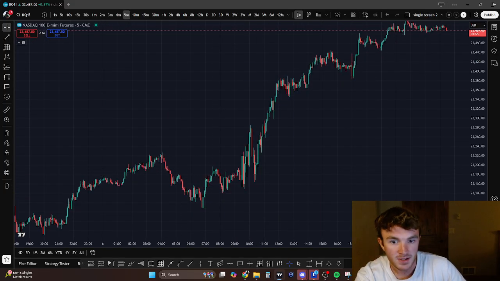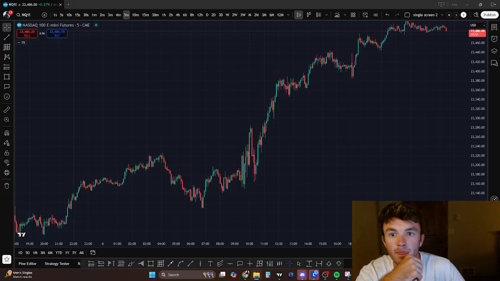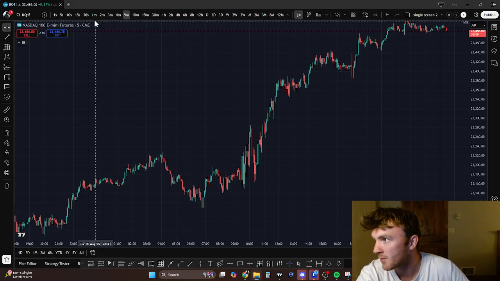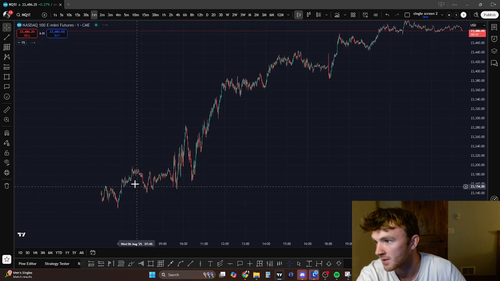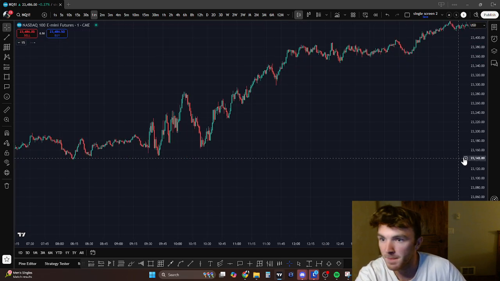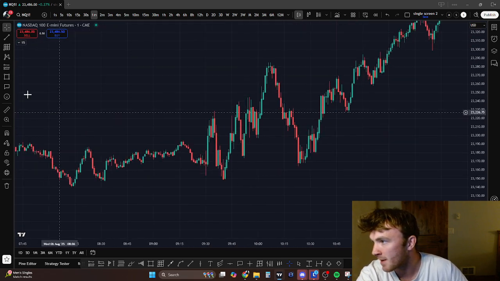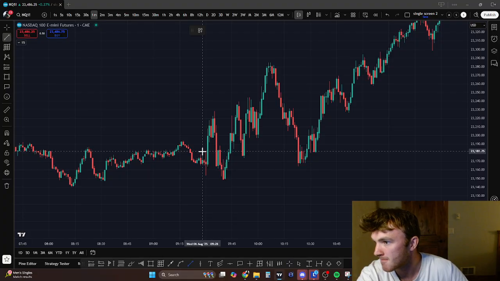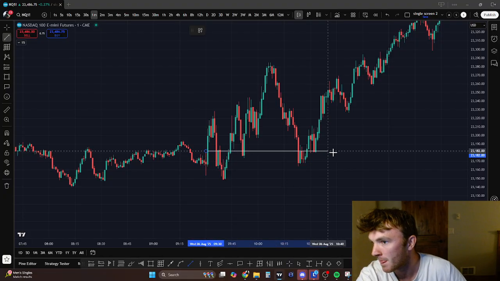So let's look at more trades. So we had the first presented fair value gap. This was kind of cool, right? You can see the first presented fair value gap is right here. So 9:30, 9:31, 9:32.